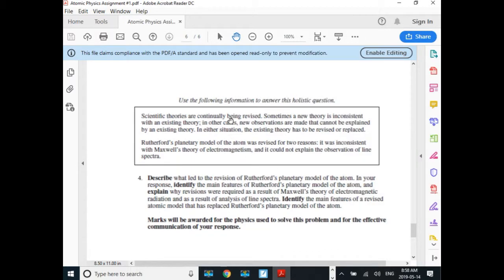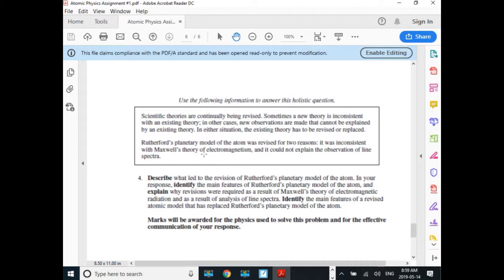It says, scientific theories are constantly being revised. Sometimes a new theory is inconsistent with an existing theory. In other cases, new observations are made that cannot be explained by an existing theory. In either situation, the existing theory has to be revised or replaced. This is actually exactly what we're talking about right now. Rutherford's planetary model of the atom was revised for two reasons. I've actually talked about one of them already. One of the reasons is that it was inconsistent with Maxwell's theory of electromagnetism. And by that I mean Maxwell recognized that accelerating charges should be losing energy due to EMR.